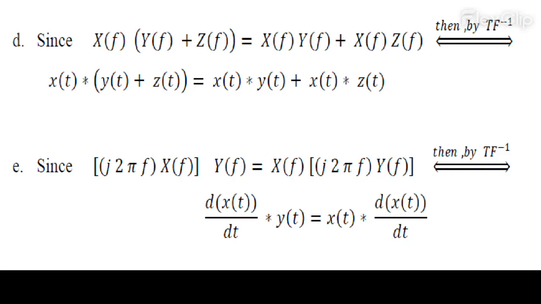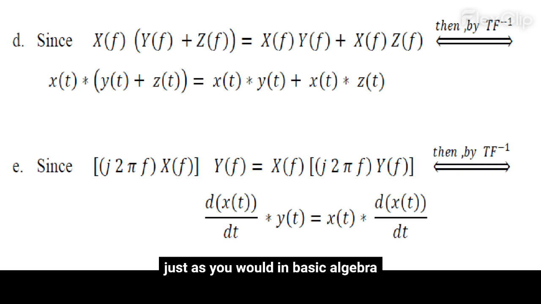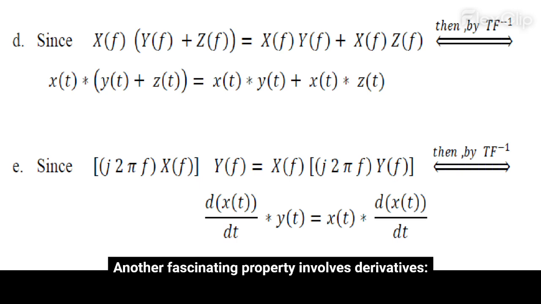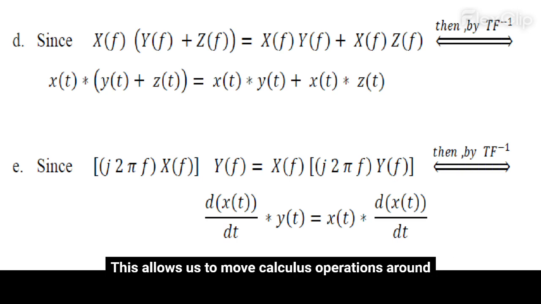Continuing with properties, convolution is distributive, so you can convolve a signal with a sum of signals just as you would in basic algebra. Another fascinating property involves derivatives. The derivative of a convolution is equal to the convolution of one signal with the derivative of the other. This allows us to move calculus operations around to whichever signal is easier to differentiate.